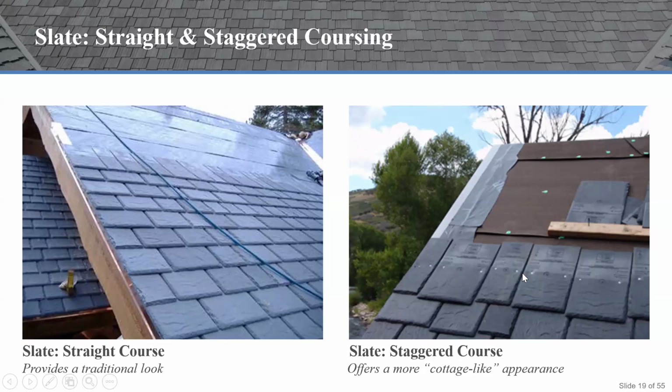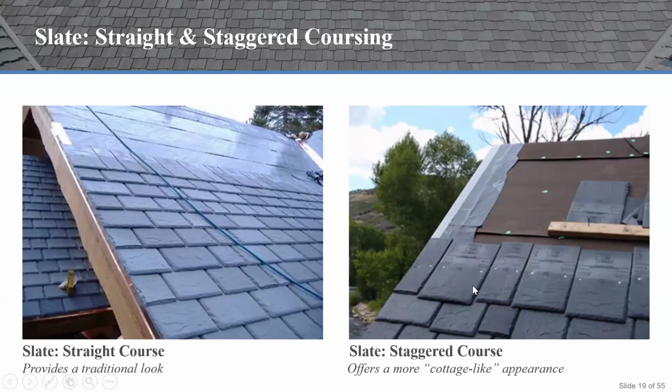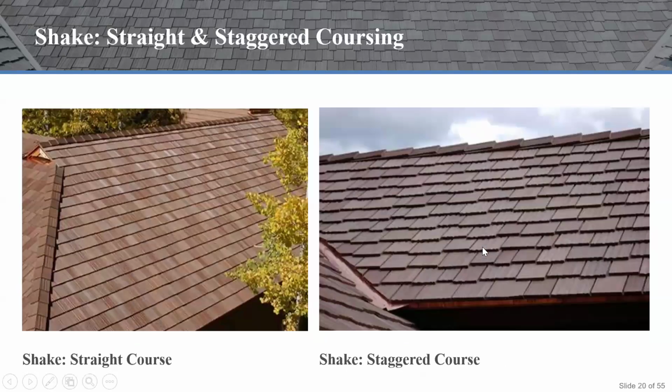So if you're looking for more of like a cottage-like appearance or like an old world type of appearance, you can stagger the tile. It's going to consume a little bit more material, but you can create those aesthetics if that's what you or your client's looking for. Okay. So here's just some examples of straight coursing versus staggered coursing with shake. Here's a couple examples with slate. Okay.